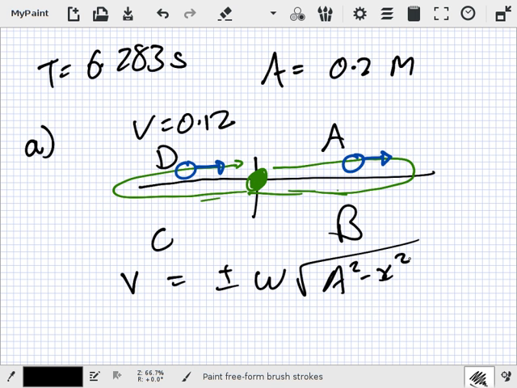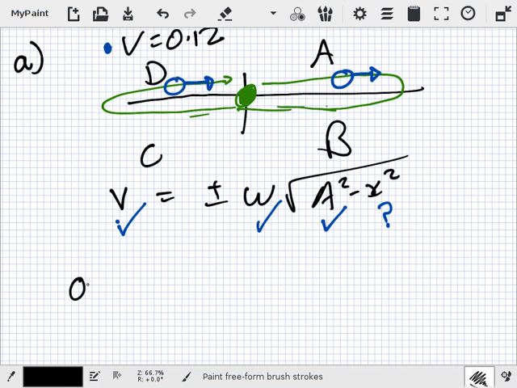Now look, I'm looking for the X. What do I know? Do I know the amplitude? Yes. Do I know the V? Yes. And do I know the omega? I could use 2 pi over T. So, could I get the x? Of course I can, because there's only one unknown.